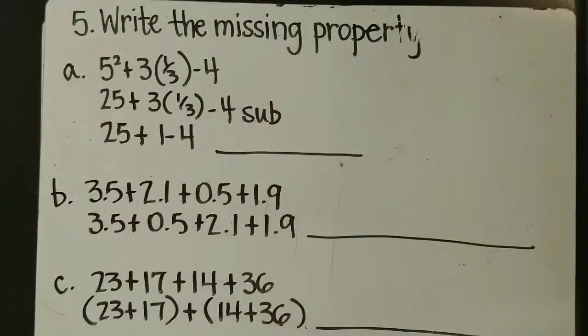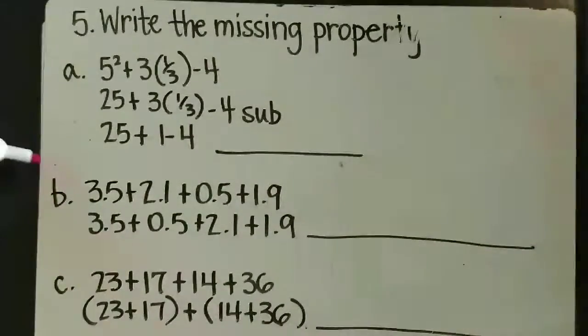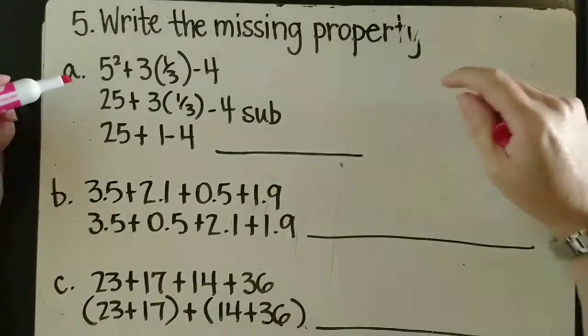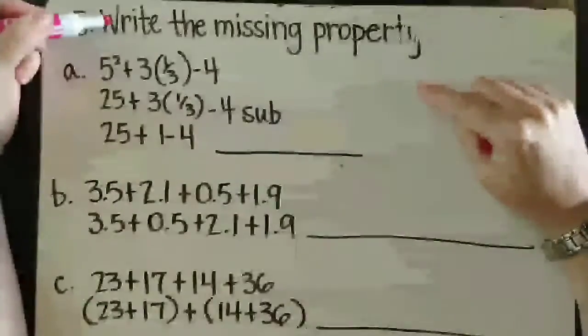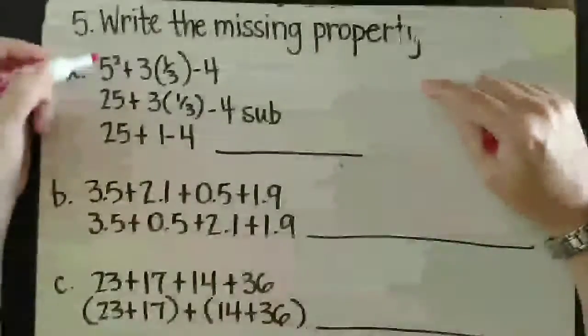Now let's look at number 5. There are 3 parts to this problem. We'll do one at a time. The directions for all 3 of these would be to write the missing property. So let's focus on letter A.